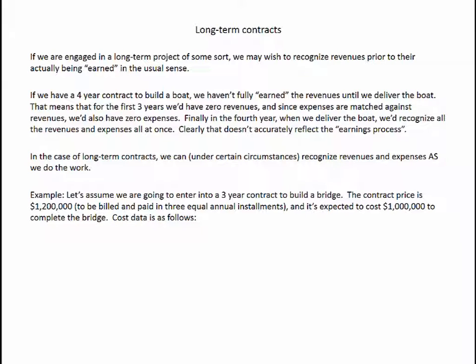Now let's go ahead and start with an example. Let's say we're going to enter into a 3-year contract to build a bridge. The contract price is $1.2 million, and it's going to be billed and paid in 3 equal annual installments of $400,000 each, and it's expected to cost a total of $1 million to build the bridge. And let's have the following data regarding costs.